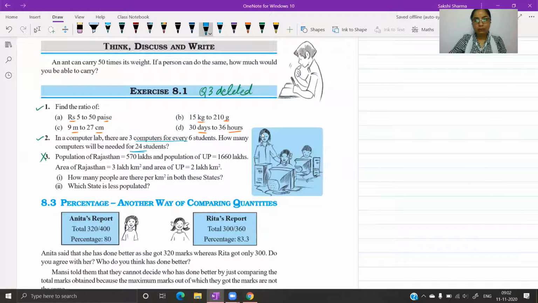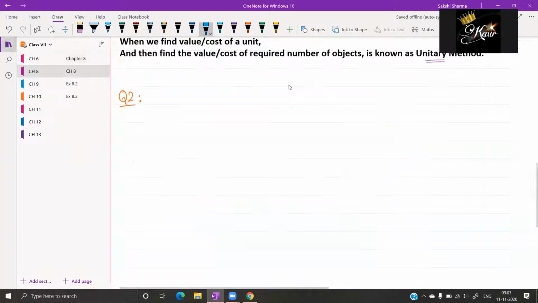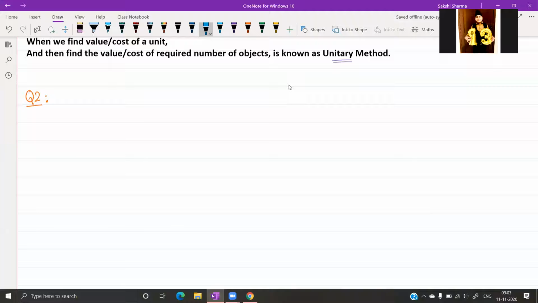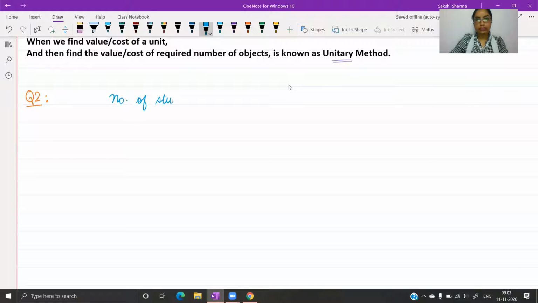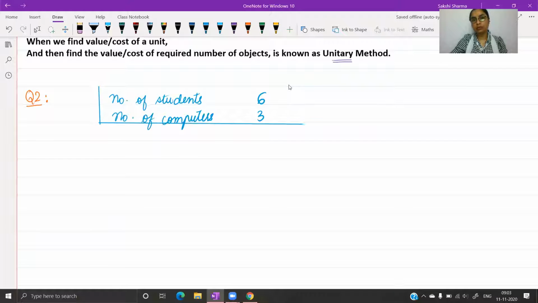You can either solve it by making that table or you can use the unitary method, whichever is convenient to you. What do you think is better, making a statement or making that table? Table. Let's write with the help of the table. So the 2 things that you have are number of students and number of computers. You have to identify whatever is given. So if there are 6 students, they have 3 computers. Please note down carefully. If you identify wrong values, the answer will be wrong. So please do this carefully.